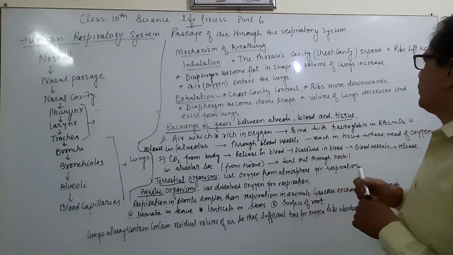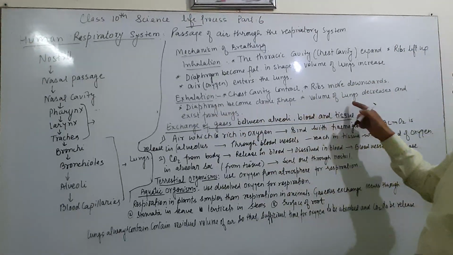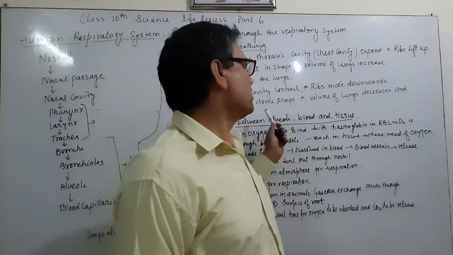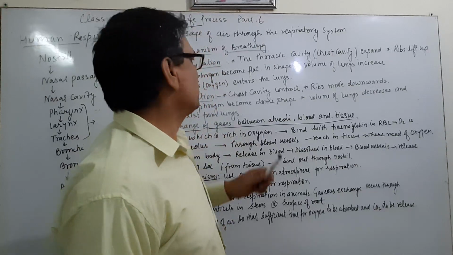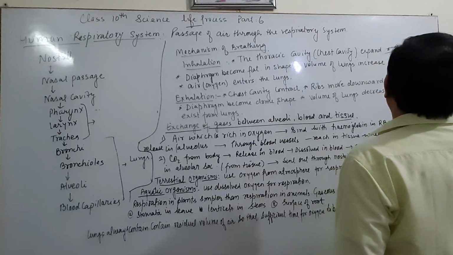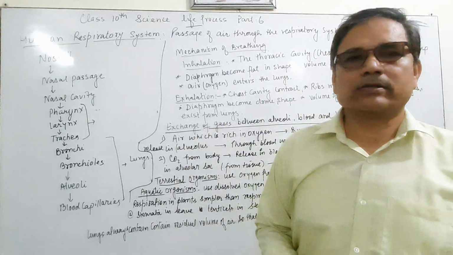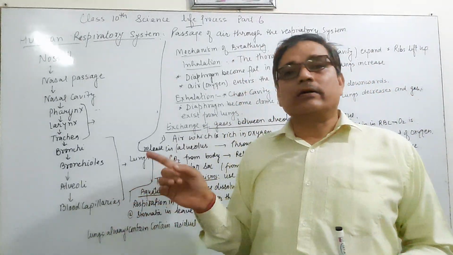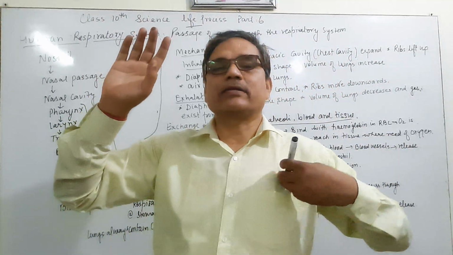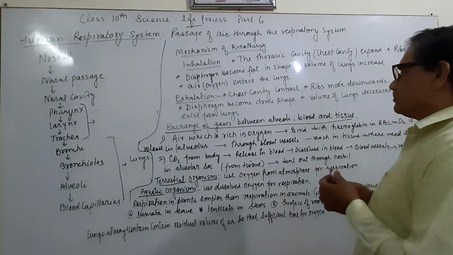The ribs move downward, and the diaphragm becomes dome shaped, and the volume of the lungs decreases, and the gases will exit from the lungs. Which gas? Carbon dioxide exits from the lungs, and this carbon dioxide is taken by the blood to the alveoli, and then it will exit through the nasal passage.